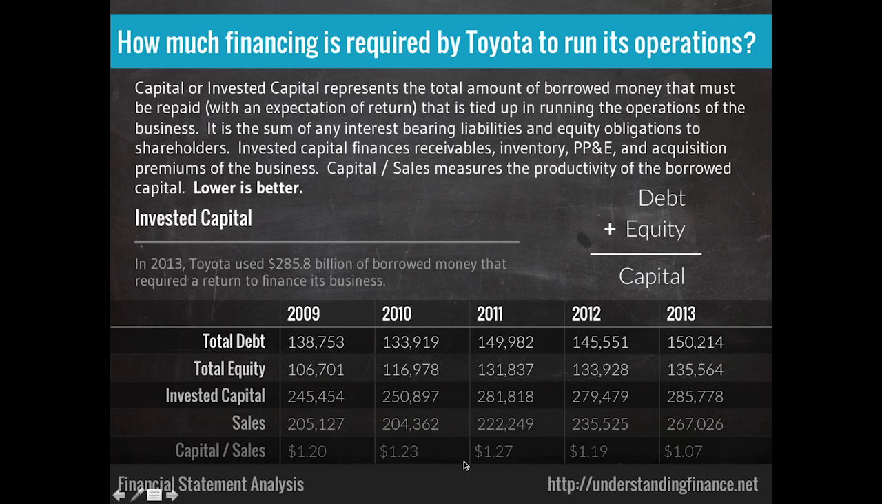So in this case, think about 2009. To generate the same dollar of sales, they had to invest $1.20. So $205 billion of revenue required $245 billion worth of investment. Now, by 2013, $267 billion in sales required $285 billion of investment. You can see that Toyota is actually getting more productive. They don't need as much capital to generate the same amount of sales. So in 2009, to generate the next unit of sales, they had to borrow $1.20 for every dollar of revenue. Now they only have to borrow $1.07 for every dollar of revenue. Toyota is getting more efficient.